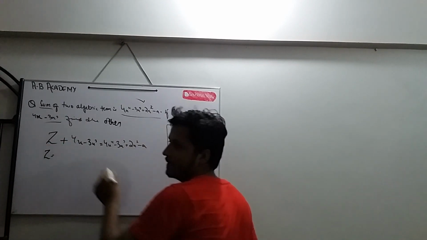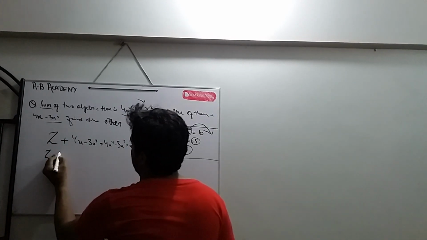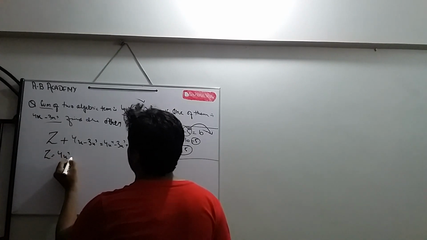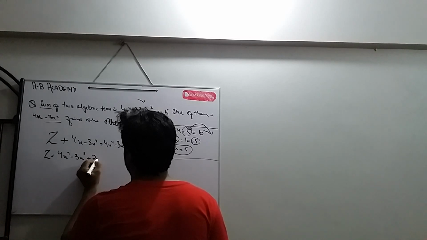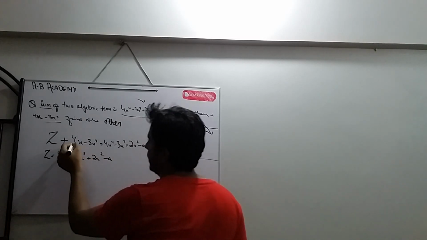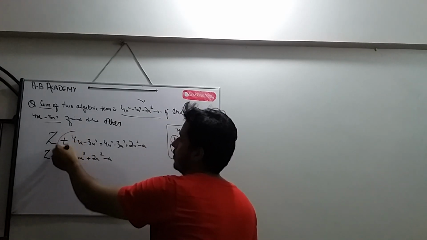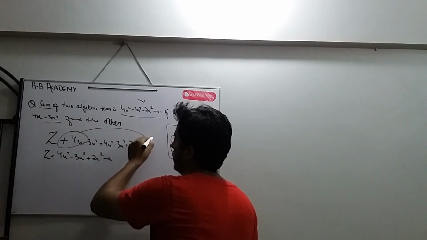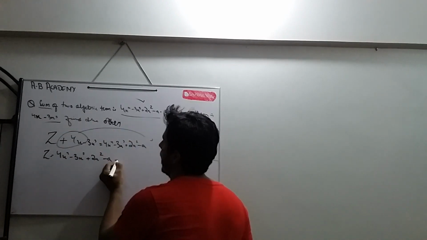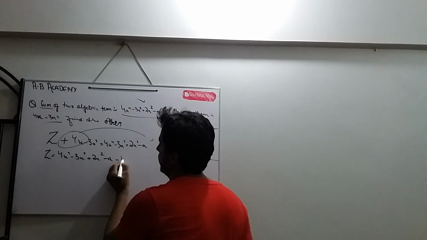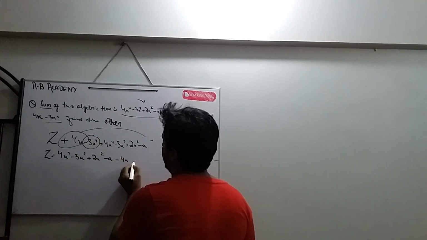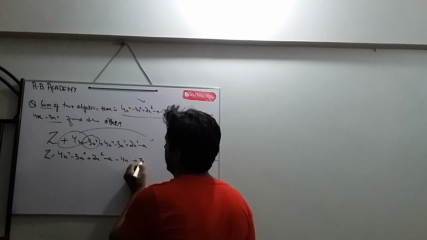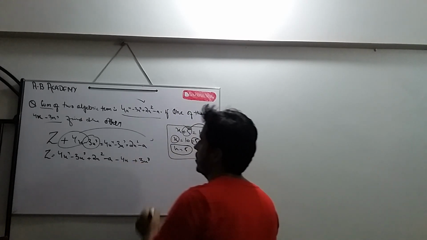In order to keep this z alone, I am starting to move these elements one by one. First, plus 4x will be jumped from here to here, and as a result the sign will be changed. Minus 3x cube will be moved from here, and as a result the sign will also be changed.